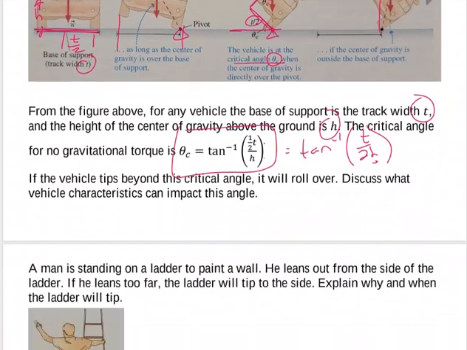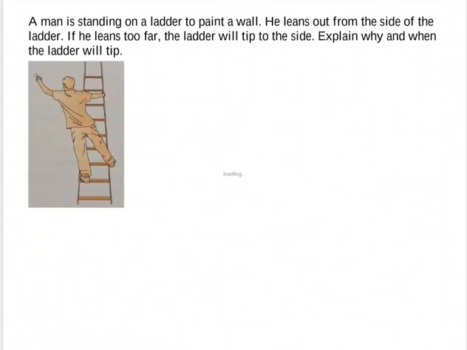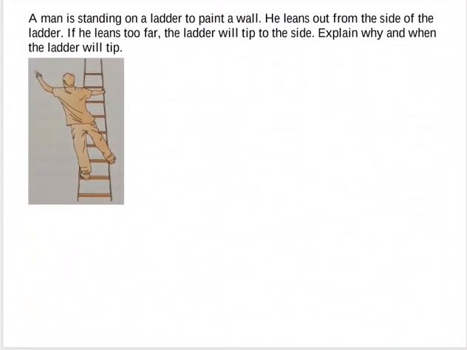Okay. So a man is standing on a ladder to paint a wall, and maybe he's not standing on a ladder to paint a wall. Maybe he's just standing on a ladder to do anything, you know. He leans outside from the side of the ladder. If he leans too far, the ladder will tip to the side. Explain why and when the ladder will tip. What do you think?